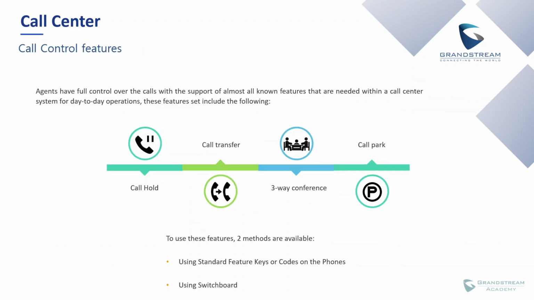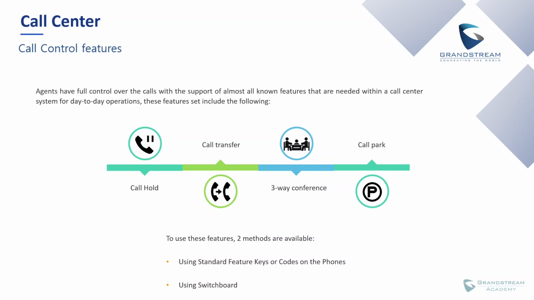All the necessary call features for call centers are provided by the UCM, like call hold, call transfer, 3-way conferencing, call park, and more. These features can be performed either using standard feature keys or codes on the phones. For example, the agent can use the transfer button on his phone to transfer the call or use the UCM corresponding feature code for call hold to put the call on hold. Please note that for this first option, make sure to enable feature codes under call queue advanced settings.